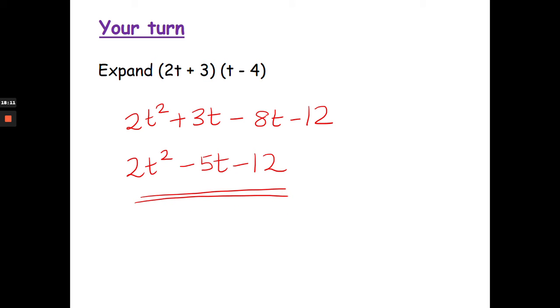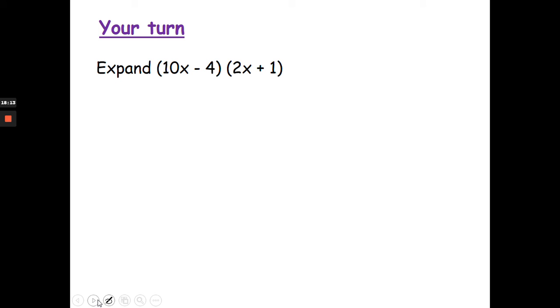Okay, so well done if you managed to get that. So have a go at this one. Pause the video now so you can have a practice.